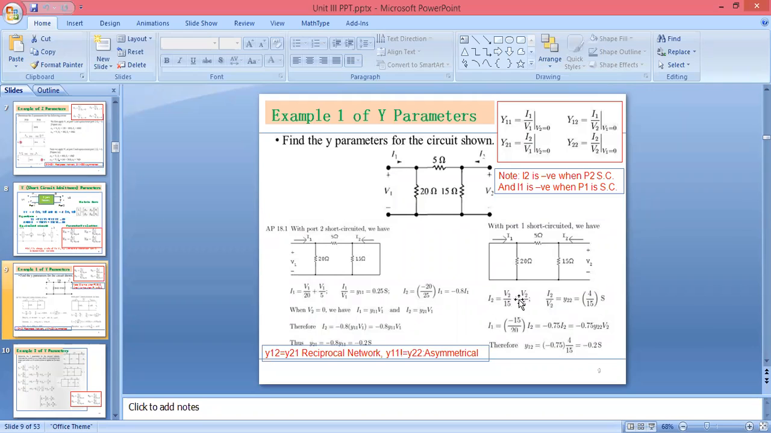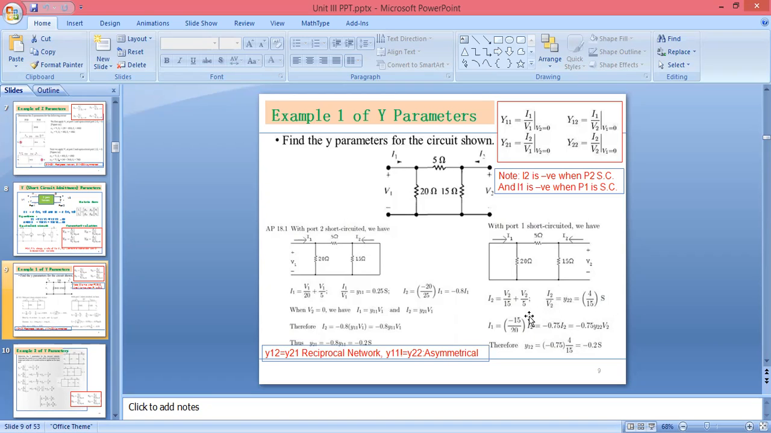I2 equal to V2 upon 15 plus V2 upon 5, because I2 is going to this and to this. So I2 is incoming and these are the outputs. I2 minus V2 upon 15 minus V2 upon 5 equal to 0. You can rearrange these equations, then you will get the value of Y22. How will you get it? I2 upon V2. So you can write the equations here and you will get 4/15 siemens.